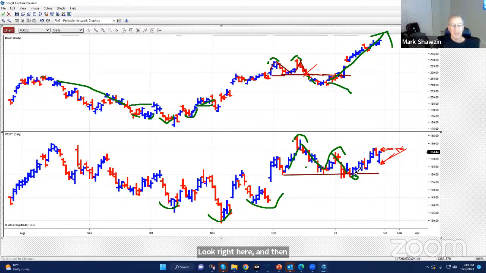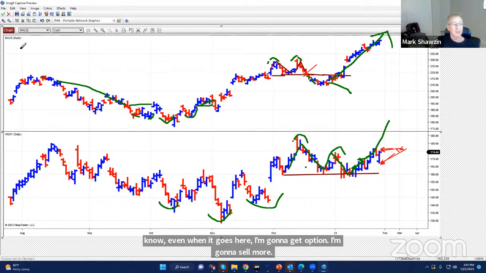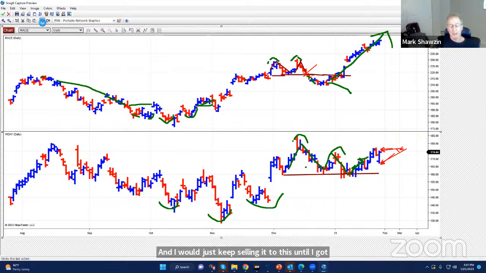So this is what the market does. It will show you a look, and you'll say, well, this is what Mark talked about. This is what I see in the textbook. You'll load it up here, and I used to. I learned by losing a lot of money and saying, okay, this is a double top, and even when it goes here, I'm going to sell more, and I would just keep selling into this thing until I got wiped out. So after a few of those times, you kind of live and learn. So the market lays all kinds of traps.